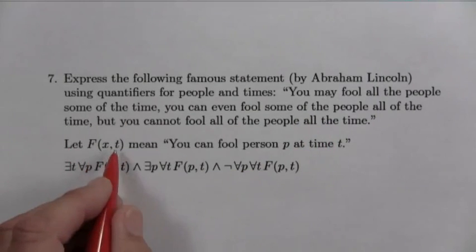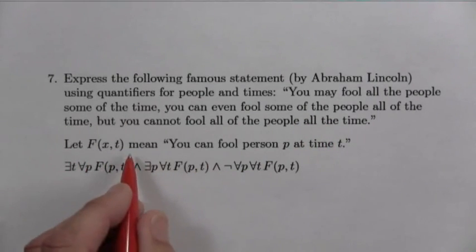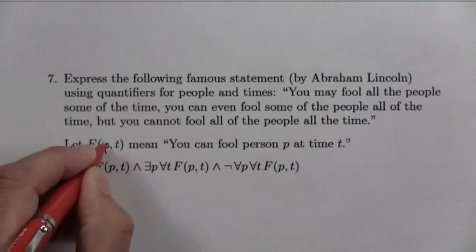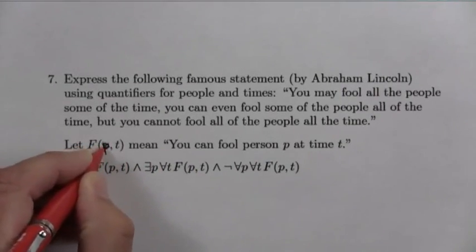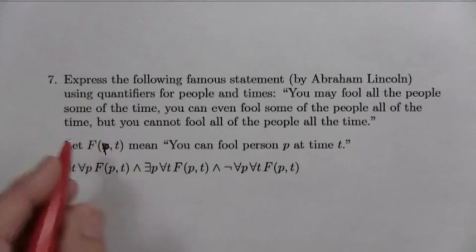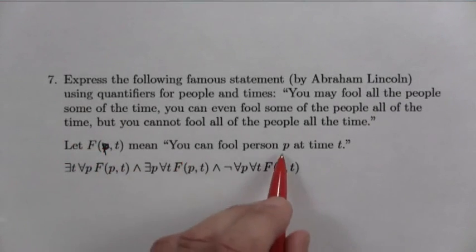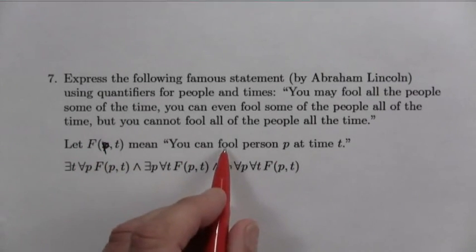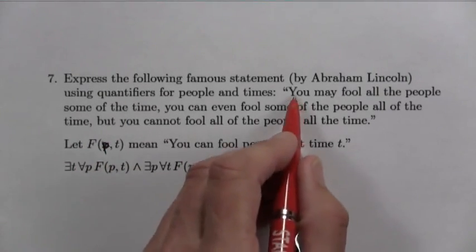So let's let f(p,t) mean you can fool person P. That should have been a P, shouldn't it? So let me just change that now. Okay. Let f(p,t) mean you can fool person P at time t. Then let's take these one by one.